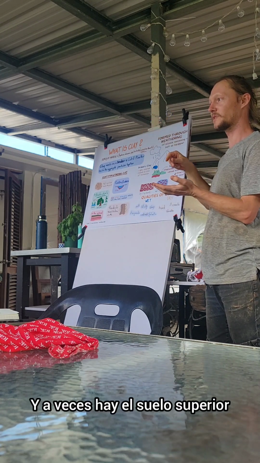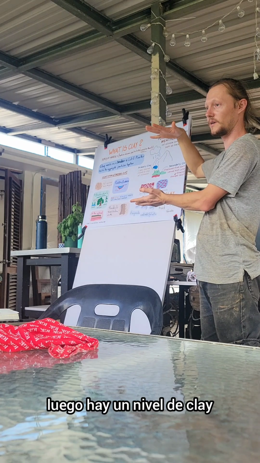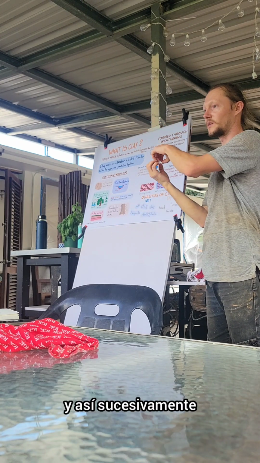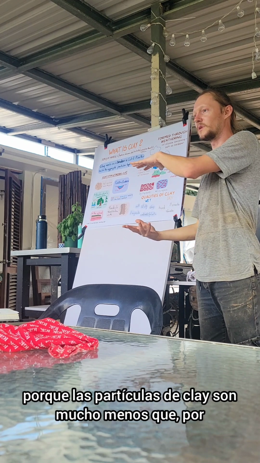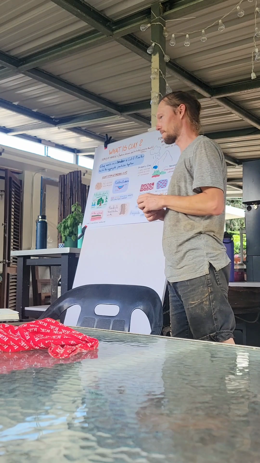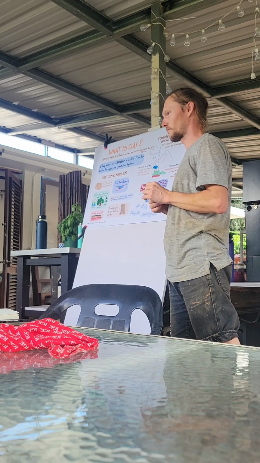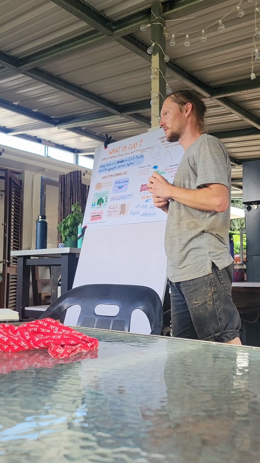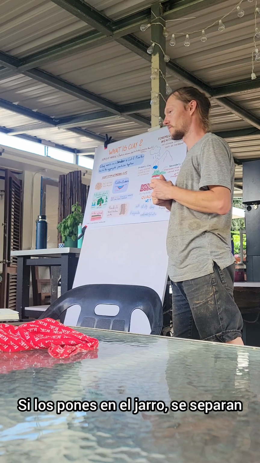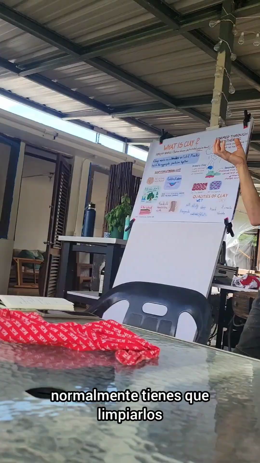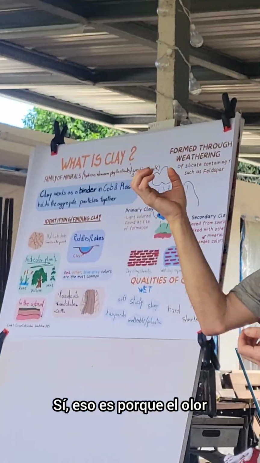Sometimes there's the topsoil, then there's a layer of clay, and then there's another layer with more sand and gravel and so on. Usually the clay will come to the surface because the clay particles are way lighter than, for example, sand particles. Because they weigh less, you say? I think so. Like if you put them in a jar, they'll separate. And usually you'll have the clay layer.